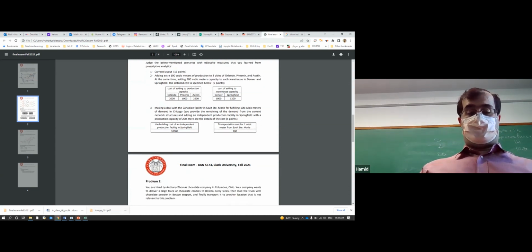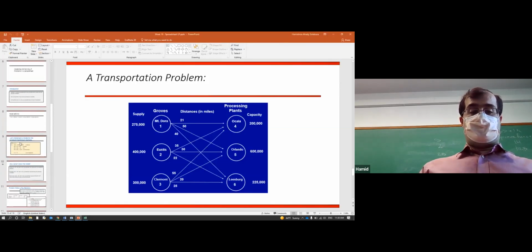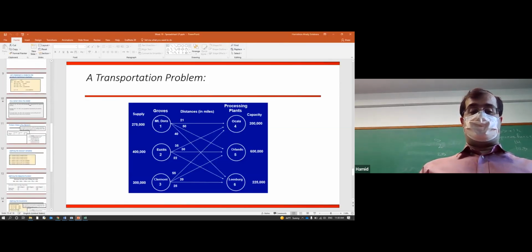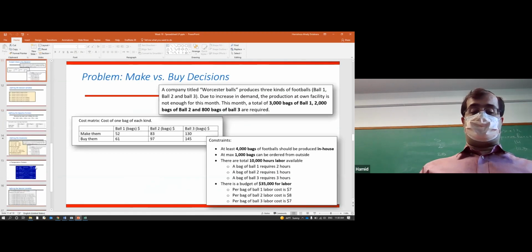I don't think we have time for the next problem, but next class we will review these two problems, make versus buy and transportation.